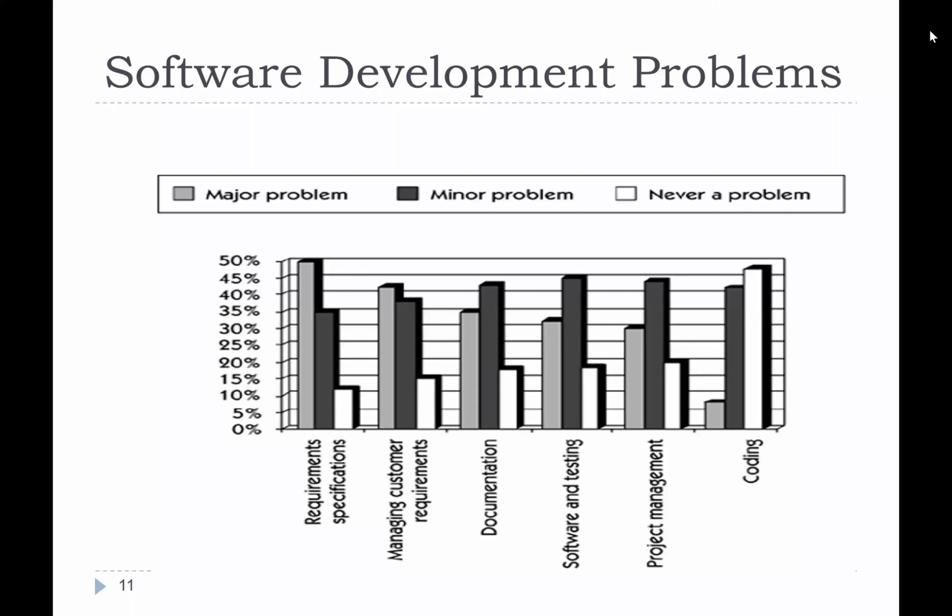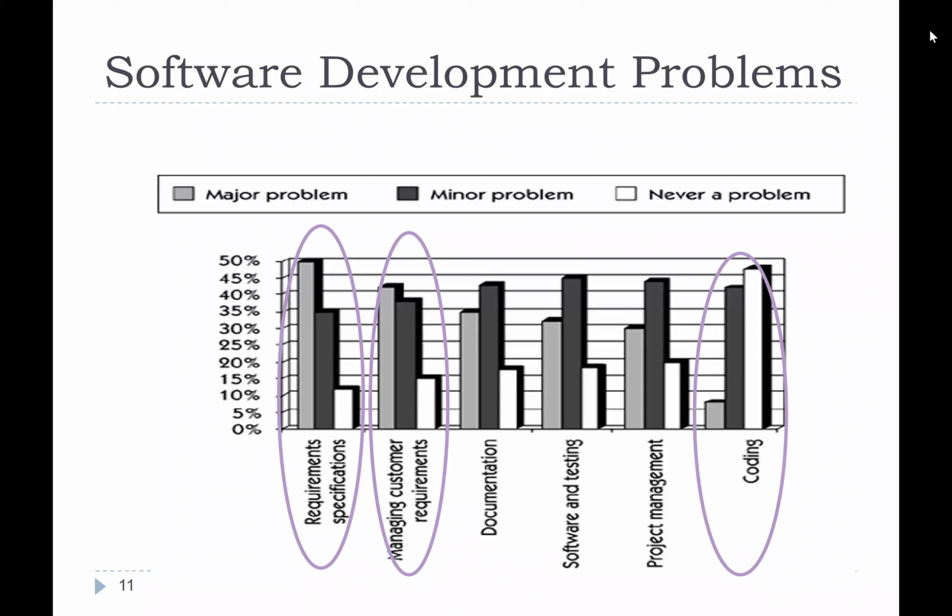Sometimes you gotta push it with the finger. So when we look at it, okay, you see there's a gray box, a black box, and a white box. So the gray box is where we have a major problem, the black a minor problem, and white is never a problem. And you actually see that at coding, the white bar is very, very high, along with the minor problem as well. Whereas coding, actually being the biggest issue that we have in our software development, is rarely the biggest problem in itself.